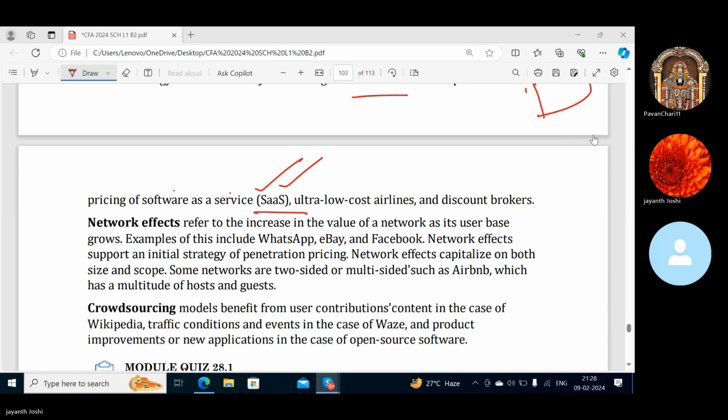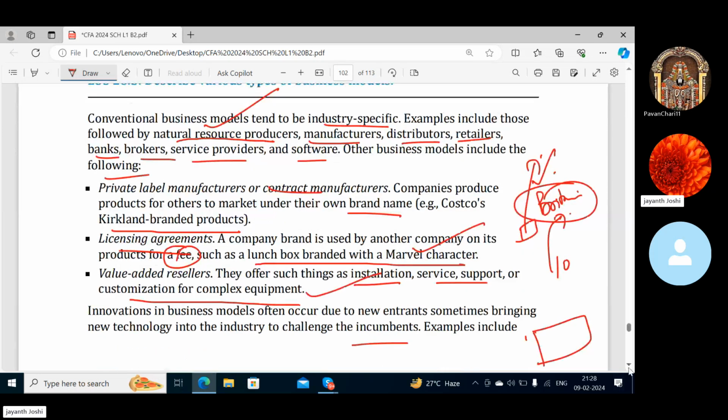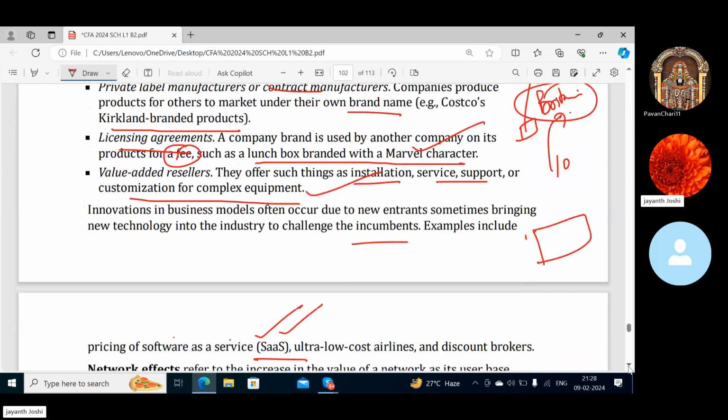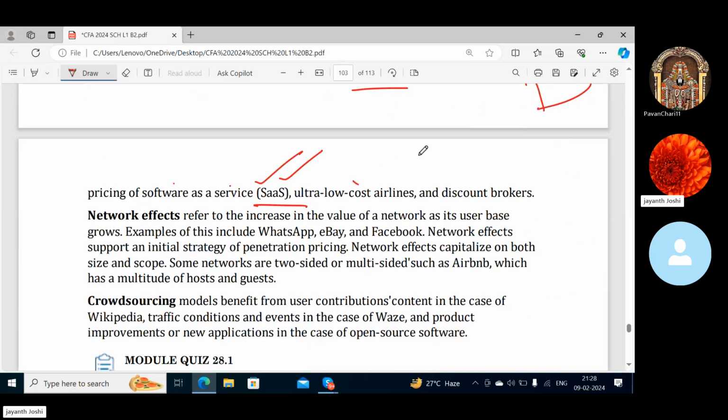So here what we have discussed, all these things are very important to learn because you get awareness of different new things happening in the market. These are all innovations in business models. And then low cost, ultra low cost airlines. You don't know how they are doing all this, but they are profitable. It's their model. If you bring a unique model, you can rule the market. These are all unique models. And discount brokers like Zerodha.